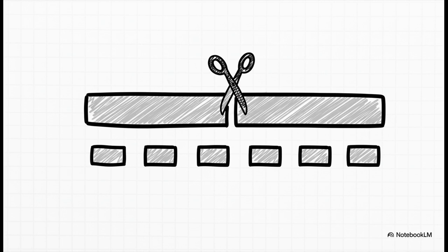Okay, so our text is sparkling clean. What's next? Well, now we have to break it down into useful little pieces. This is called tokenization. It sounds fancy, but the idea is super simple.